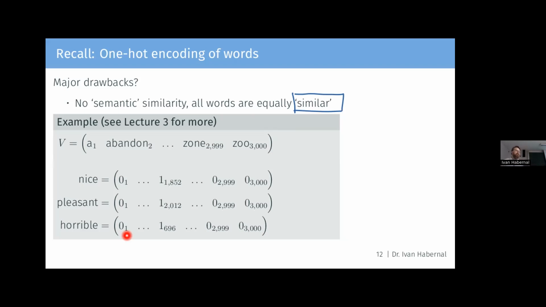We want something better. Maybe we want something where the words in some vector space will be closer to each other if they're somehow similar, right? So this is the idea. And actually it comes even from linguistics, from as early as the 1930s, 35.